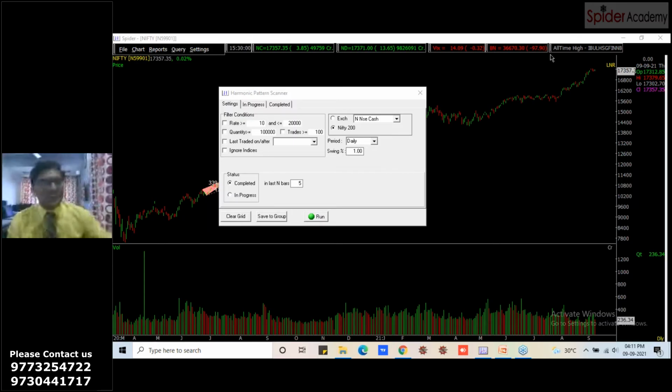Yeah, so here we have the first option, that is for the completed one, and that too in the last n bars. N bars is for the specific number of bars. We can go to a minimum of 2 bars, because we need the confirmation there, and a maximum of 5 bars.